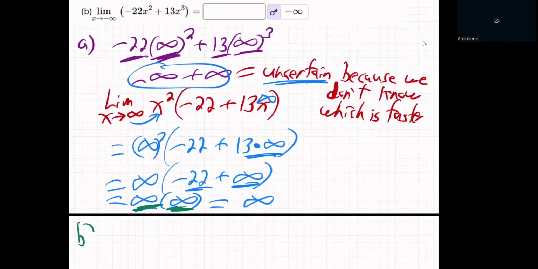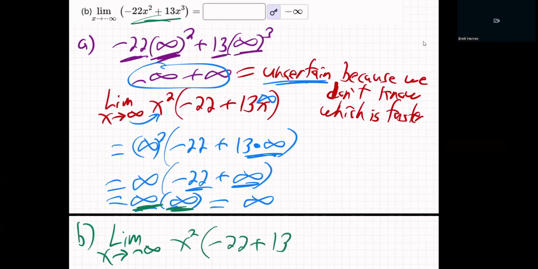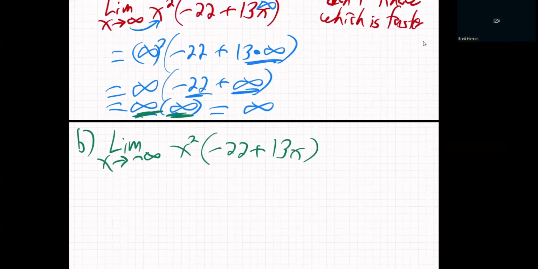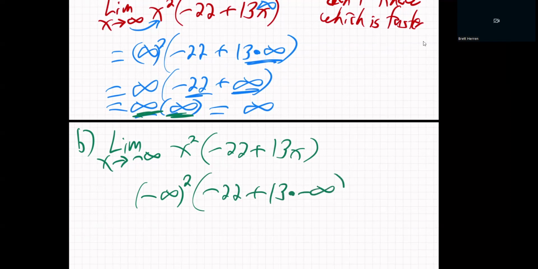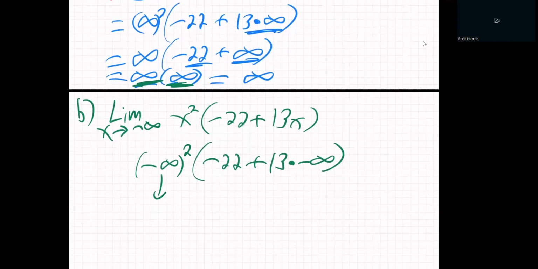Let's do part B. So now the limit as x goes to minus infinity. Let's try the same thing. Let's factor. Take out x squared, leaves minus 22 plus 13x. Let's plug in our minus infinity. Minus infinity squared times minus 22 plus 13 times minus infinity. Okay, minus infinity squared is positive infinity, right? Because a negative times a negative is positive.